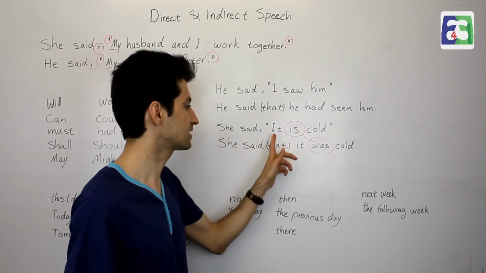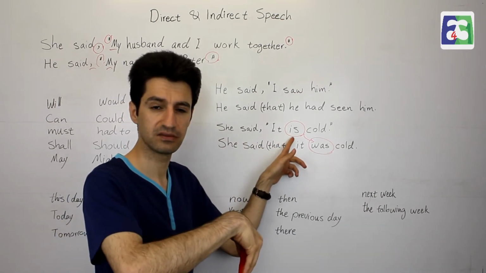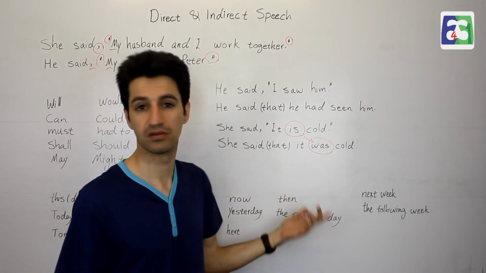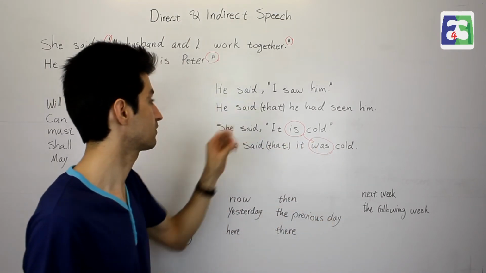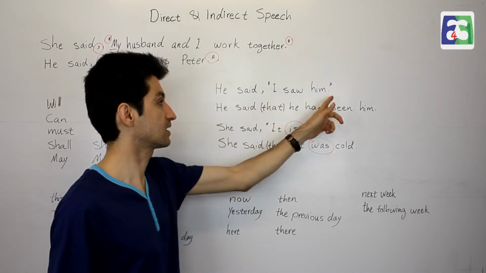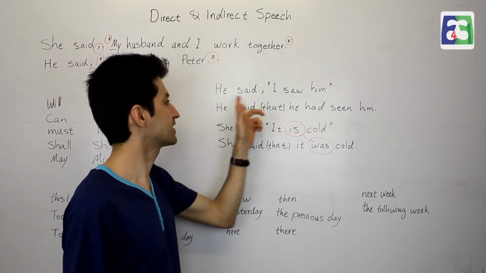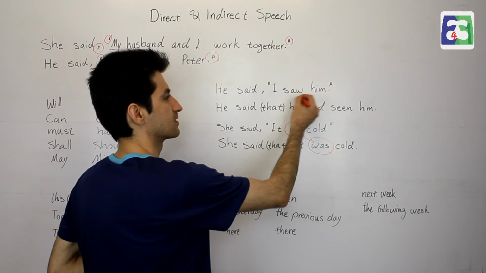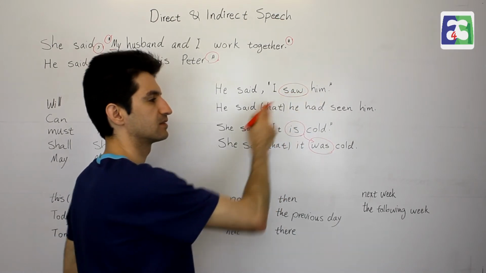Okay, the sentence is simple present. I change it to simple past. It is cold, it was cold. Okay, and the same thing over here. The sentence is, he said, this is the direct speech. He said, I saw him. Okay, my sentence is in the simple past tense.